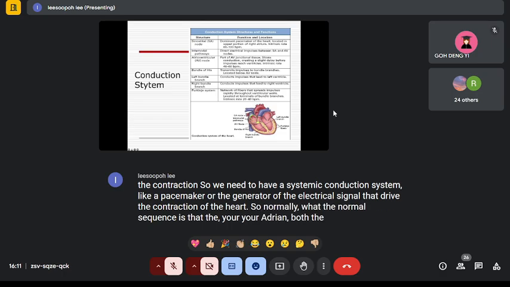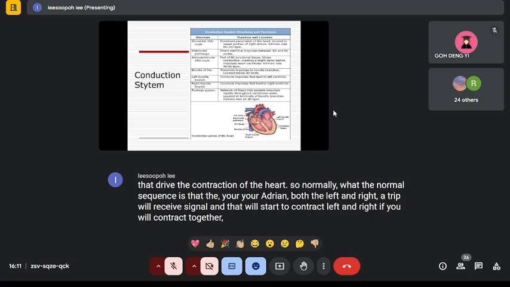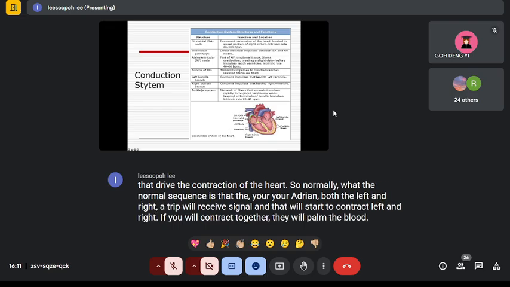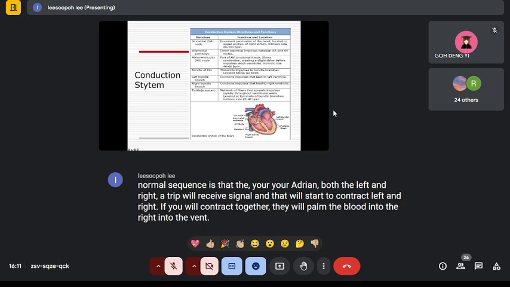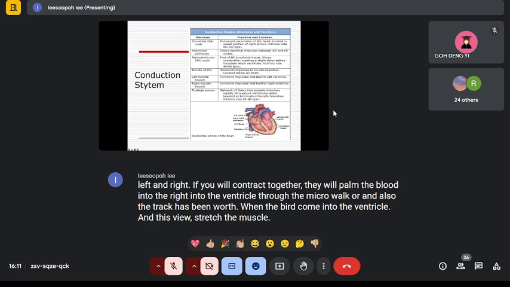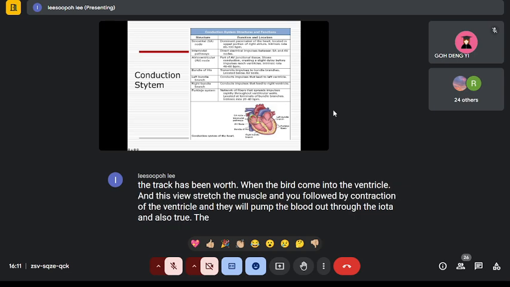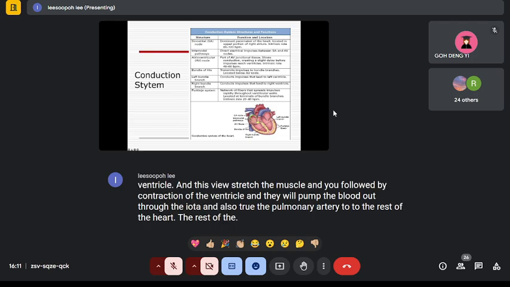Normally, the sequence is that both the left and right atrium receive a signal and start to contract together. They pump the blood into the ventricle through the mitral valve and the tricuspid valve. When the blood is pumped into the ventricle, it stretches the muscle, followed by contraction of the ventricle, which pumps the blood out through the aorta and the pulmonary artery to the rest of the body.